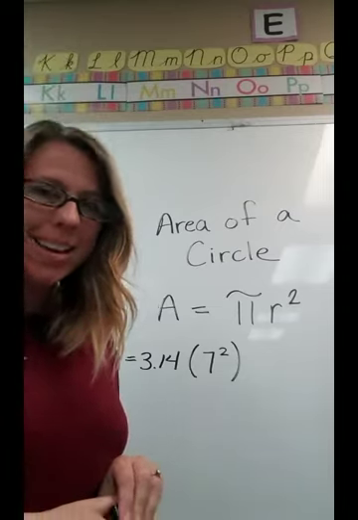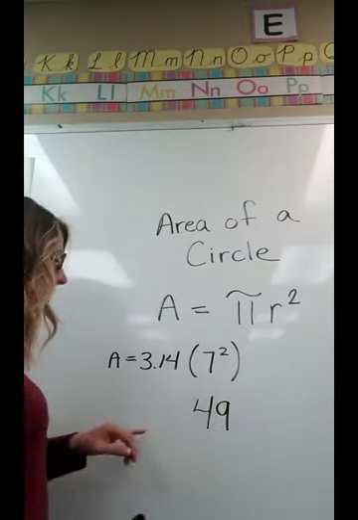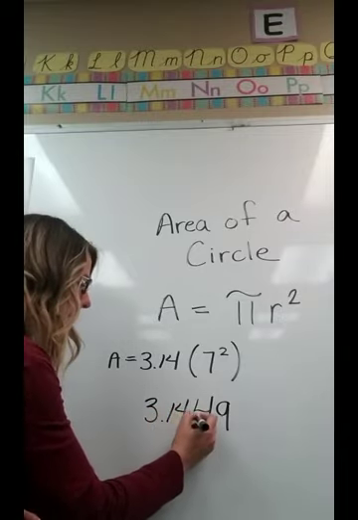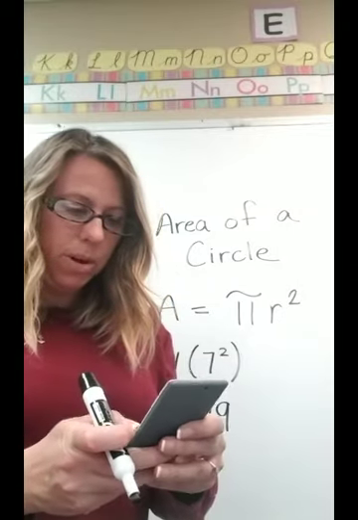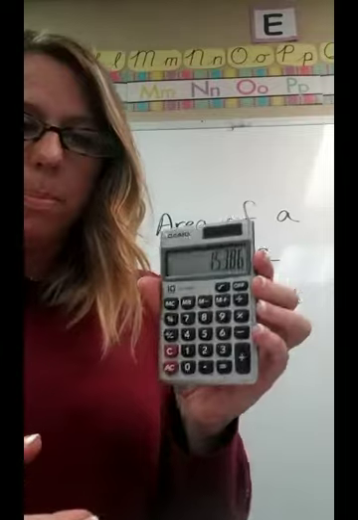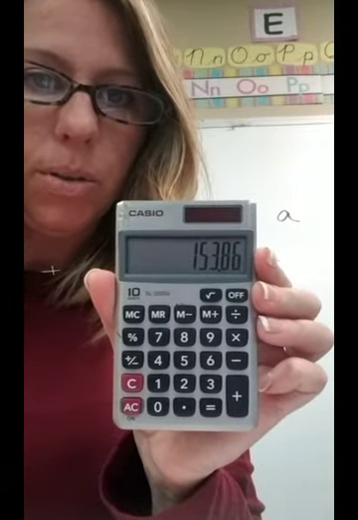It is 49. Now we have to multiply 49 times 3.14. And this is where your calculator is going to come in handy. So I'm going to do this, 3.14 times 49. And I got 153.86. And that is the correct answer, 153.86.